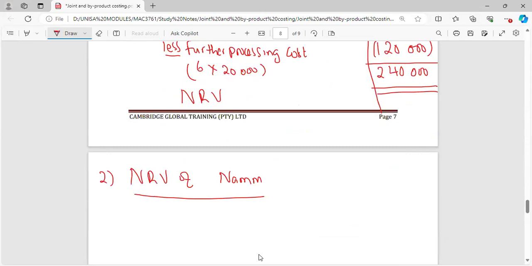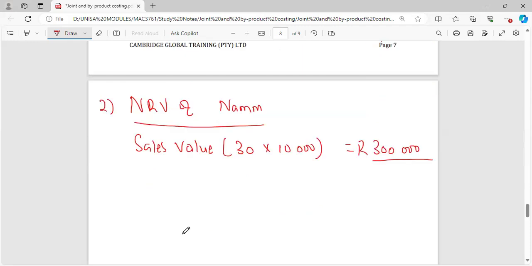So we need the sales value of NUM. NUM was not further processed, so we're going to use the sales value, which is going to be 30 times 10,000, which is going to be 300,000. So this is going to be the sales value for NUM.